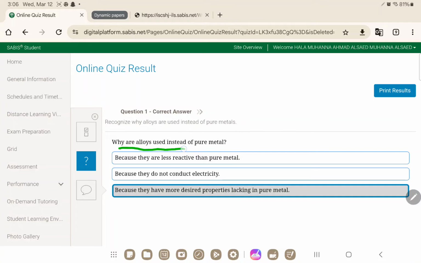Why are alloys used instead of pure metals? It's because they have more desired properties that are lacking in pure metals. This one's pretty obvious, to be fair. Moving on.